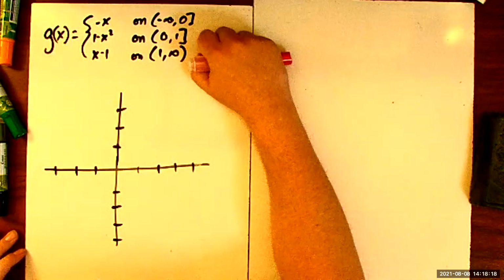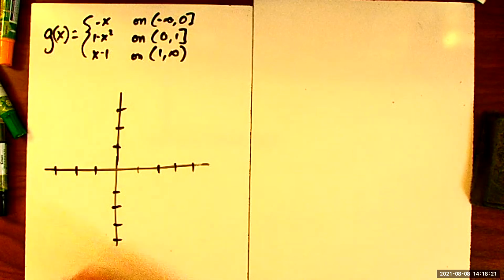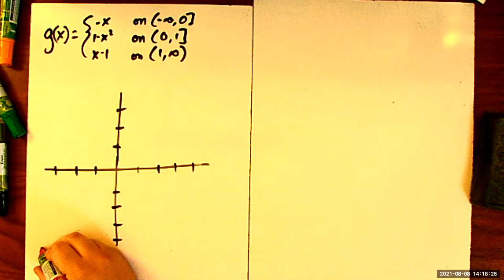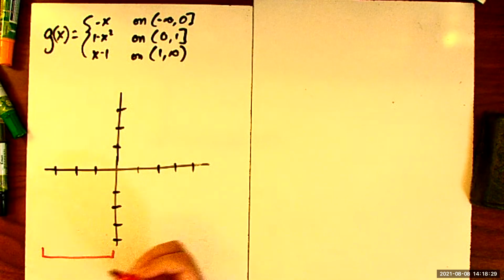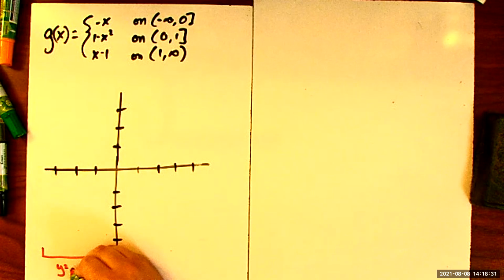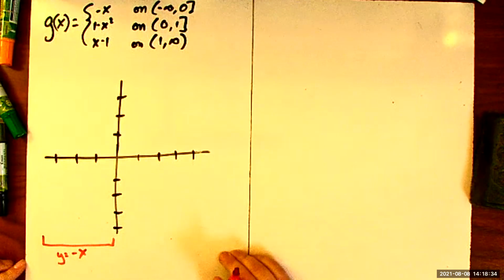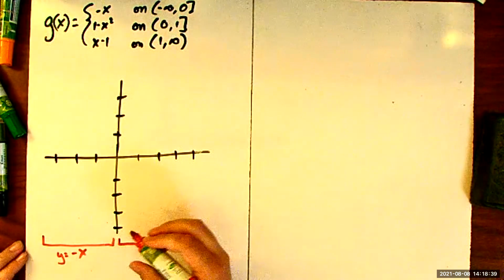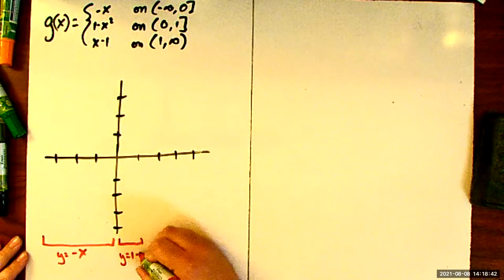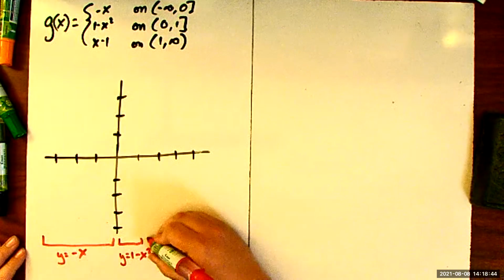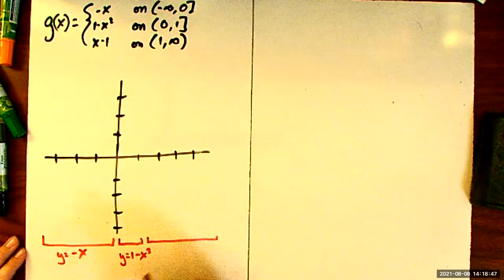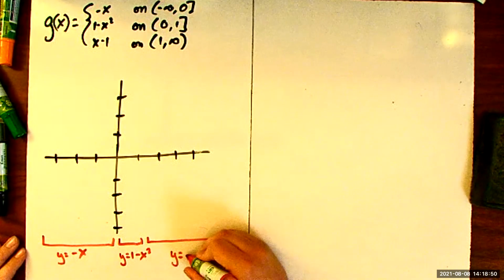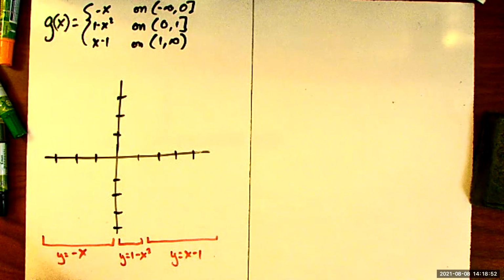And so for the first one, it's -x. And so it's -x on the interval from -infinity to 0. And so on the interval from -infinity to 0, we know we're dealing with the equation y equals -x. On the interval from 0 to 1, we're going to be dealing with the equation y equals 1 minus x squared. And then from 1 out to infinity, we're going to be dealing with the equation y equals x minus 1. And now we just have to graph it.